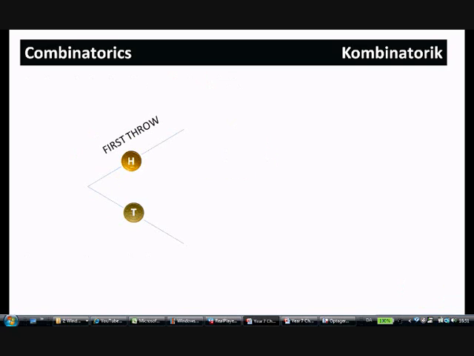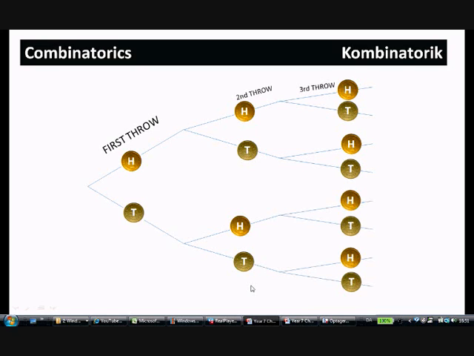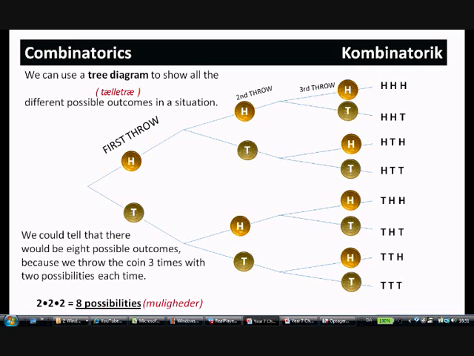So if you throw it 3 times, well, the first throw can be a head or a tail. The second throw can be a head or a tail, so you can get head head, or head tail, or tail head, or tail tail. And then the third throw can be a head or a tail each time. So that leads you to 8 possibilities. Head head head, head head tail, head tail head, head tail tail, tail head head, tail head tail, tail tail head, or tail tail tail.